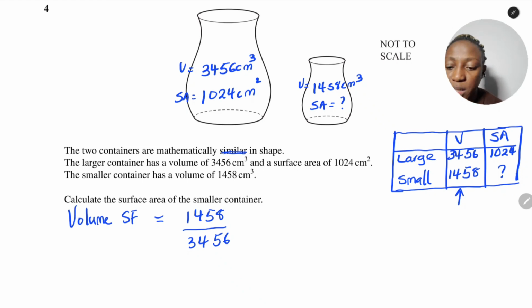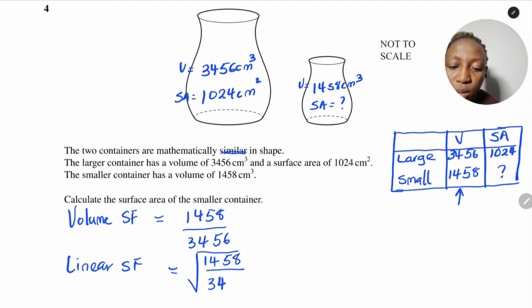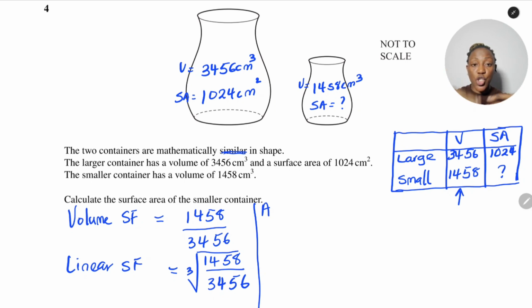What's my linear scale factor going to be? Linear scale factor is going to be the cube root of this. All right? That's my linear scale factor. So what is my area scale factor going to be? Remember your linear scale factor is the first level, your area scale factor is the next level, and to get it you need to square your linear scale factor. So now that we know what our linear scale factor is, we're going to square this value.